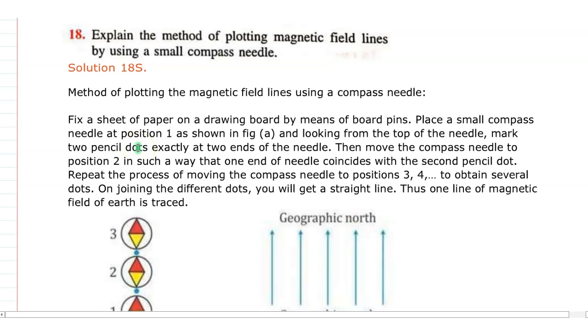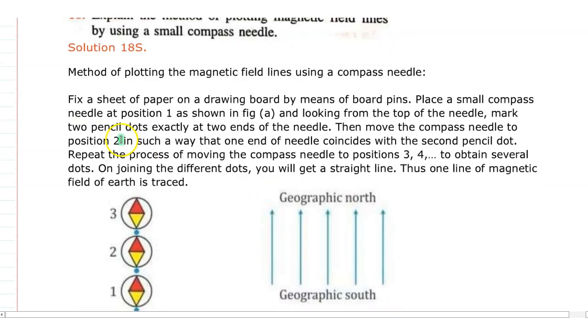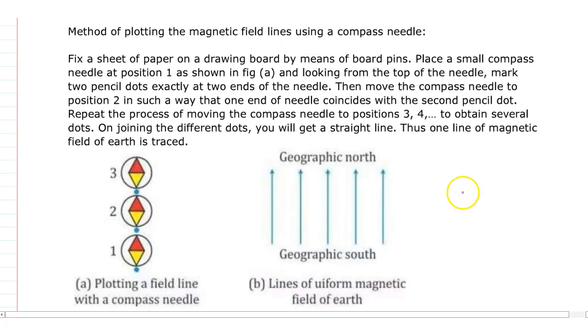Explain the method of plotting magnetic field lines using a small compass needle. So, how to plot the magnetic field lines using a small compass needle? Suppose a bar magnet is kept here. If I put a compass here, the compass is oriented like this, with north pole and south pole. If I put a compass here, it is again oriented like this. So the direction of the compass is always along the direction of the field line.